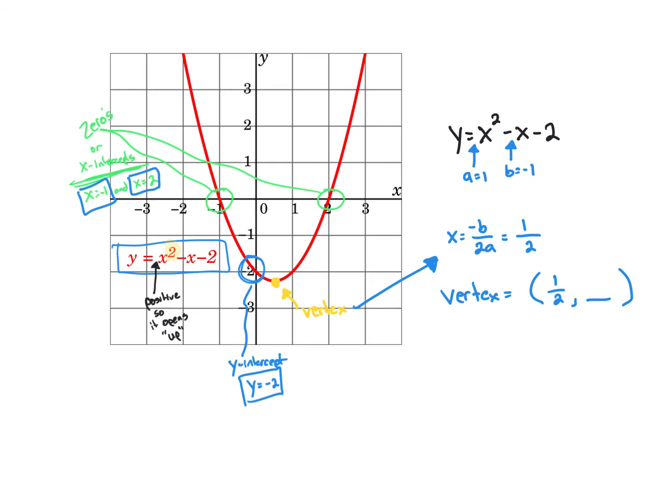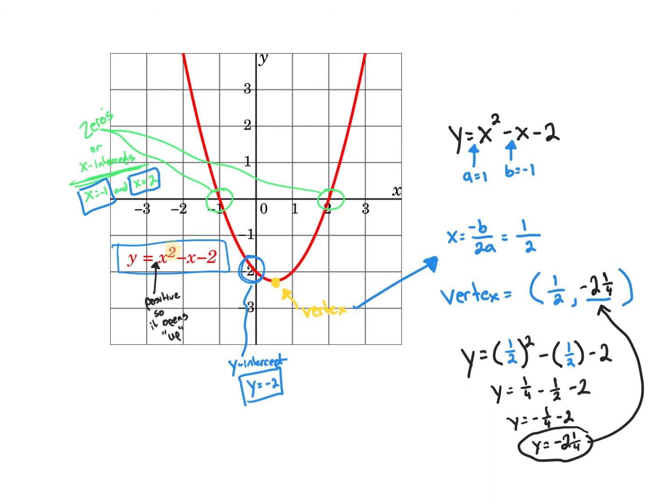Plug the x value of the vertex into the equation. So we're going to go y equals 1 half squared, right? That's the x value of the vertex, minus 1 half, minus 2. Okay, so let's work that out. y equals 1/4 minus 1/2 minus 2. So y equals negative 1/4 minus 2. So y equals negative 2 1/4. This right here is the y value of the vertex, negative 2 1/4.